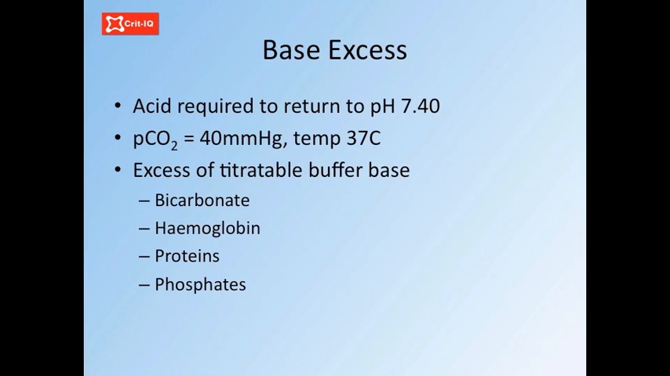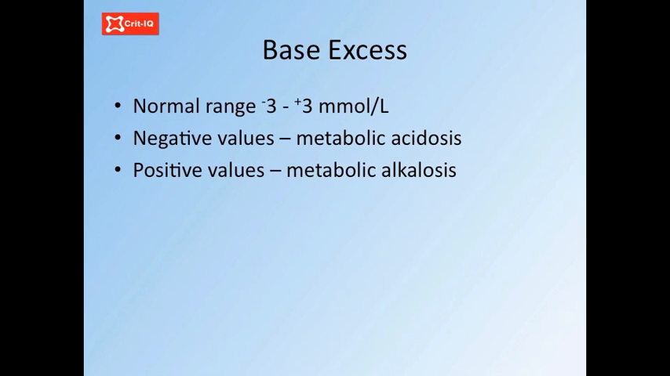Base excess is also considered to be a measure of the metabolic disturbance in isolation from any respiratory disturbance that may be present. It is, in effect, the amount of acid that needs to be added to a system once the PaCO2 has been normalised to return the system to a normal pH of 7.40. In effect, it is measuring the excess or deficit of the buffer base, which includes bicarbonate, hemoglobin, plasma proteins, and phosphate buffers. The normal range is between -3 and +3 millimoles per litre.